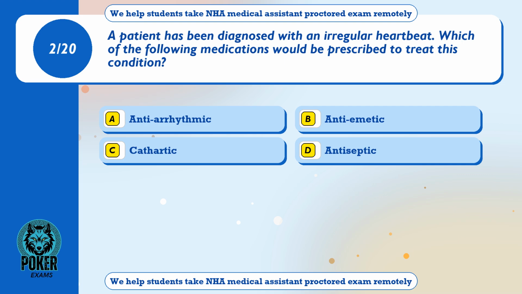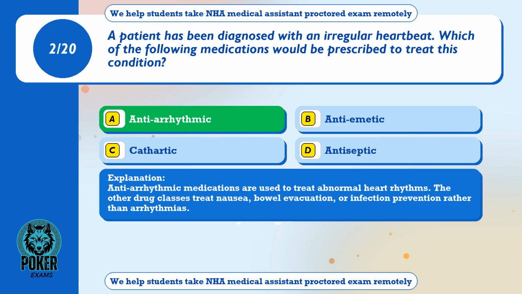Question 2. A patient has been diagnosed with an irregular heartbeat. Which of the following medications would be prescribed to treat this condition? Option A, antiarrhythmic. Option B, antiemetic. Option C, cathartic. Option D, antiseptic. The correct answer is option A, antiarrhythmic. Antiarrhythmic medications are used to treat abnormal heart rhythms. The other drug classes treat nausea, bowel evacuation, or infection prevention rather than arrhythmias.